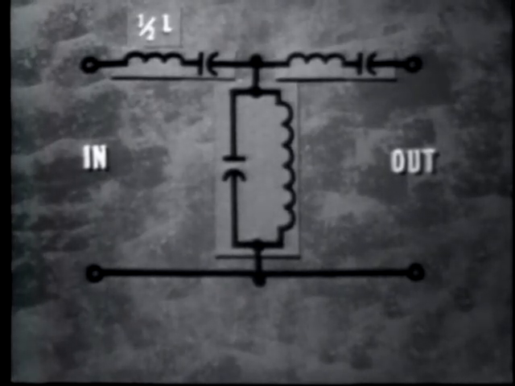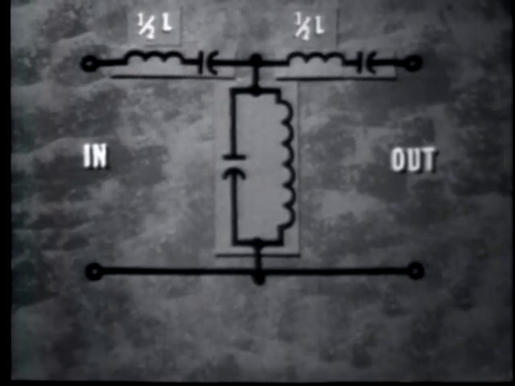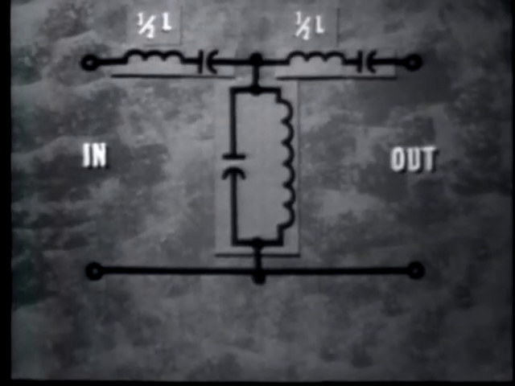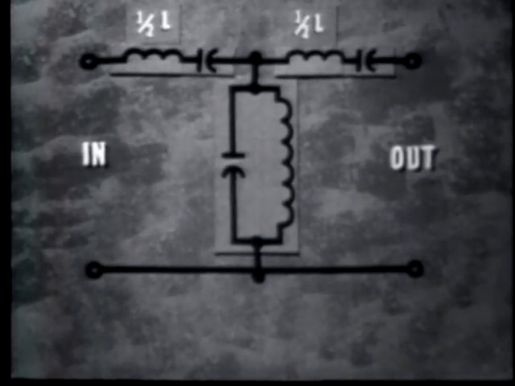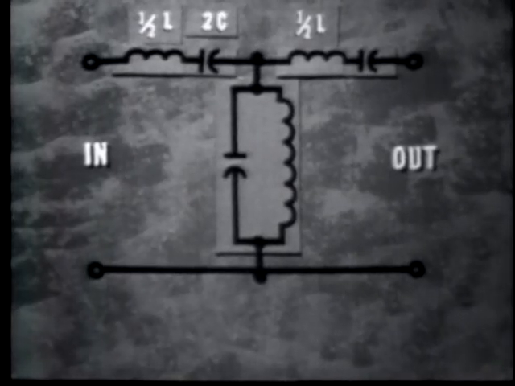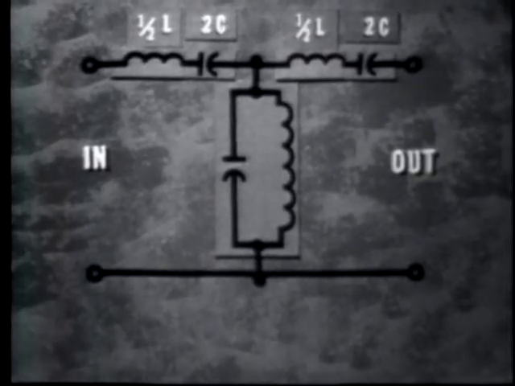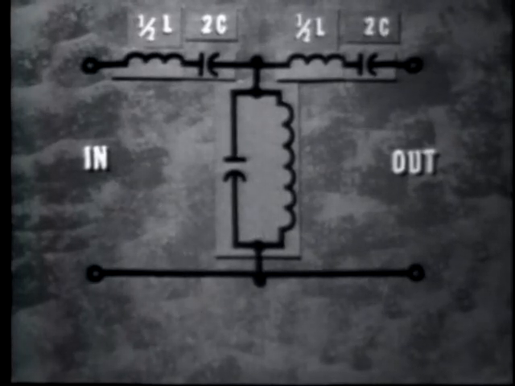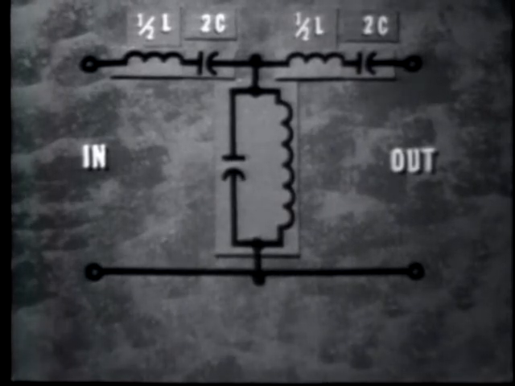So one half the total inductance must go in the input tank, one half in the output tank. Capacitors in series are added like resistors in parallel. So, to maintain the total required value of capacitance, we must put twice the capacitance in this tank and twice C in this tank. Thus, total values of L and C remain the same as originally required, and this circuit, the T-section band-pass filter, will still affect the same frequency range as did the basic L-section.